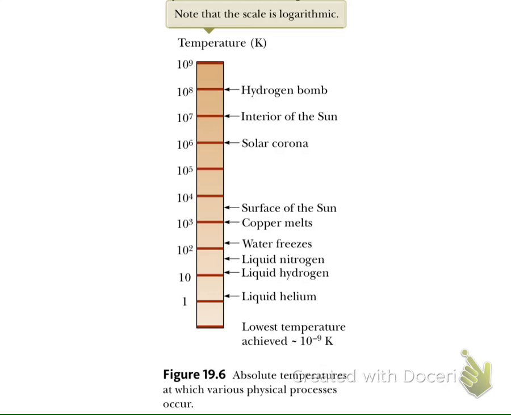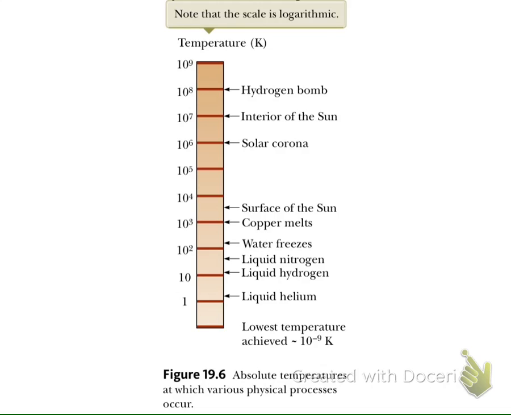The freezing of water is about here, which is about 273 Kelvin. Liquid nitrogen is about 100 something. Liquid hydrogen is about 10 or less than 100 Kelvin. Liquid helium is about 1 Kelvin. The lowest temperature that humans can achieve now is about 10 to the minus 9 Kelvin. It's very close to zero, absolute zero.